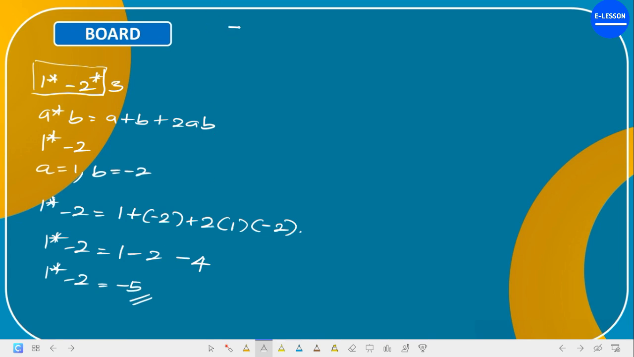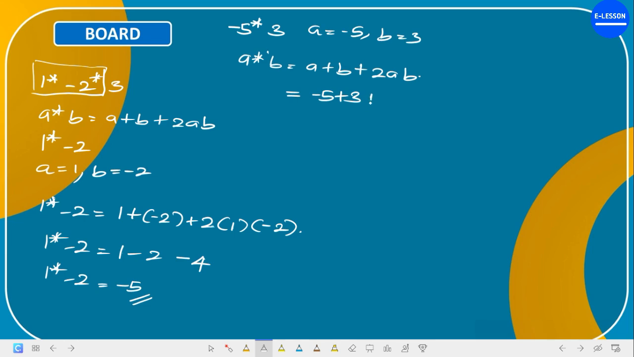The next one will now be minus 5 asterisk 3. Minus 5 asterisk 3. Now let's see what that will give to us. Minus 5 asterisk 3 will be equal to a plus b plus 2ab. Now what would that give to us? This will give us minus 5 plus 3, because our a is minus 5 and our b is 3. Minus 5 plus 3 plus 2 bracket minus 5 times 3.